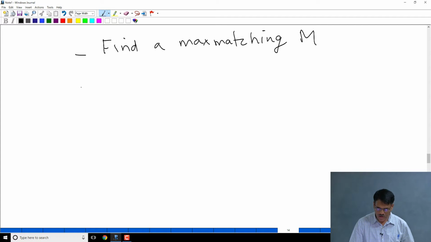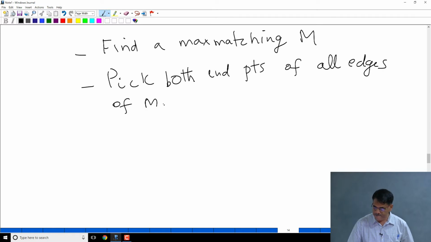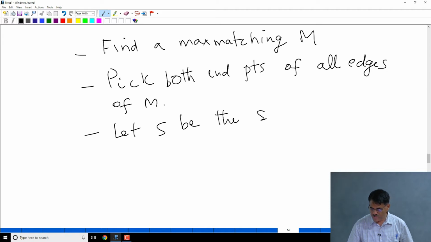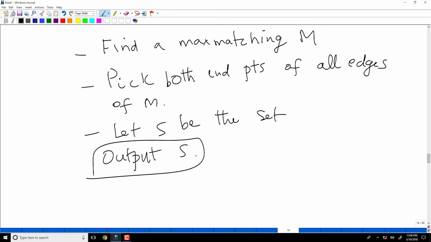Pick both endpoints of all edges of M. Let us call that S. Output S. This is just the set of vertices.